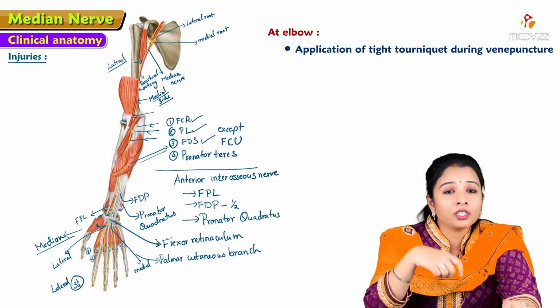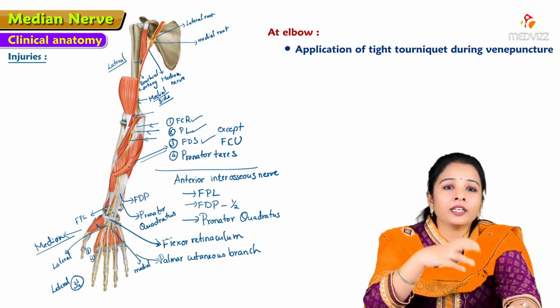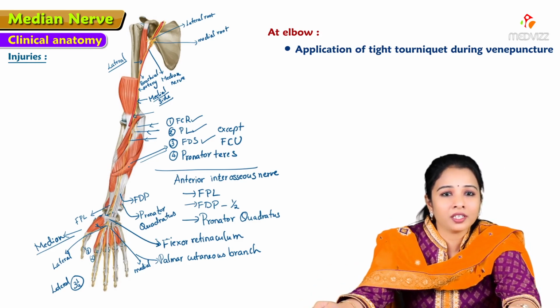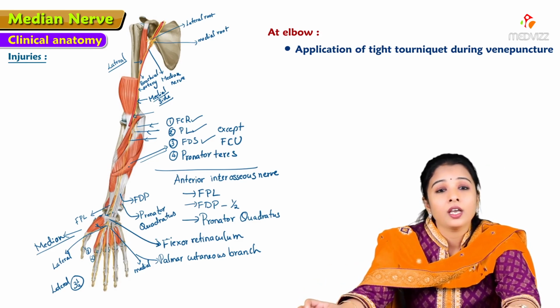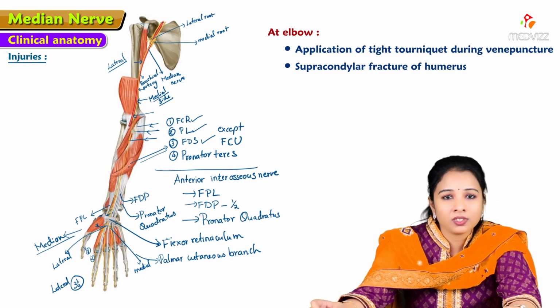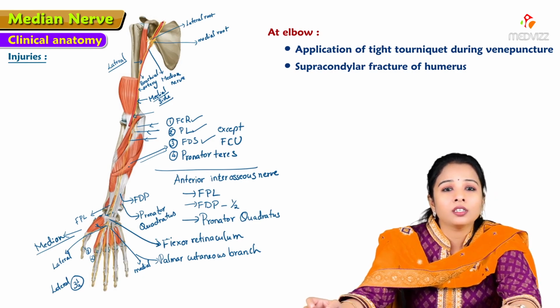So if this application of tourniquet is quite tight, it may cause the compression of the median nerve at that site. That is one thing. And supracondylar fracture. This may be due to accidents.